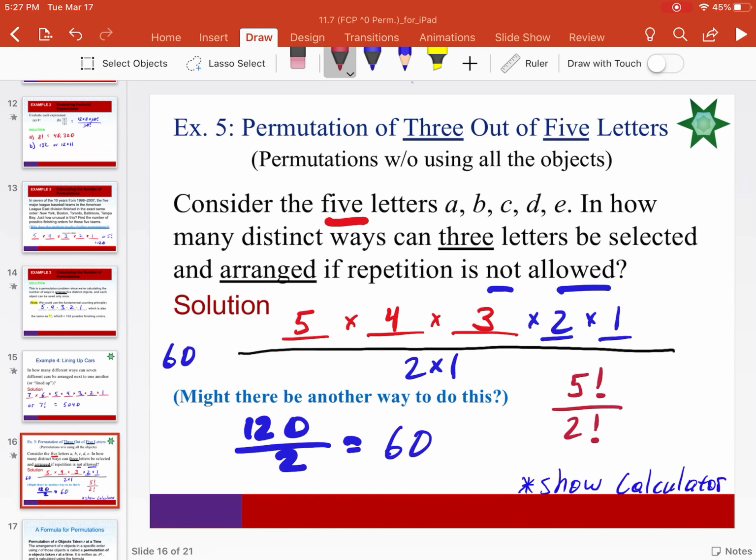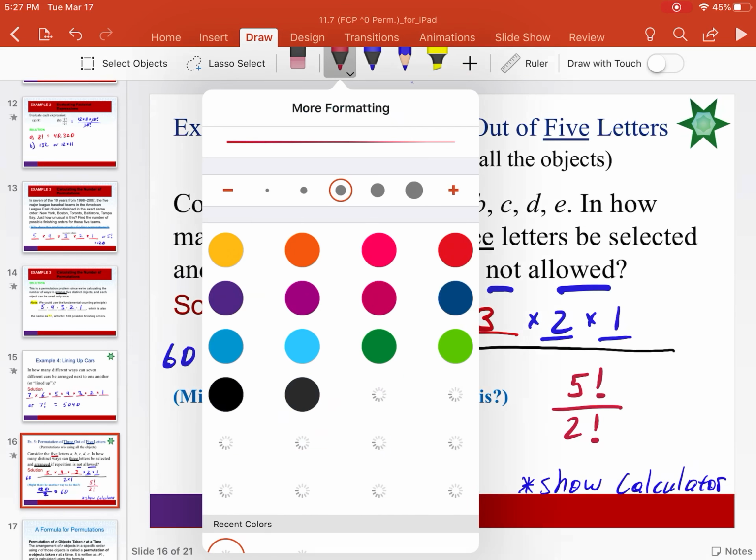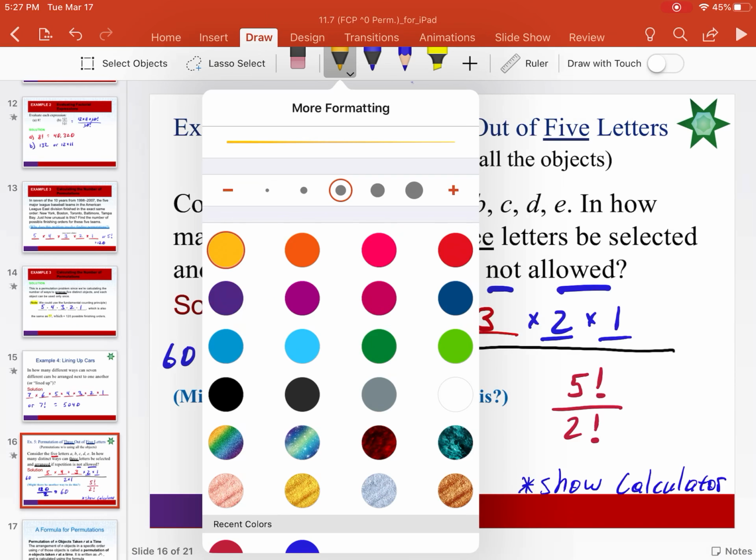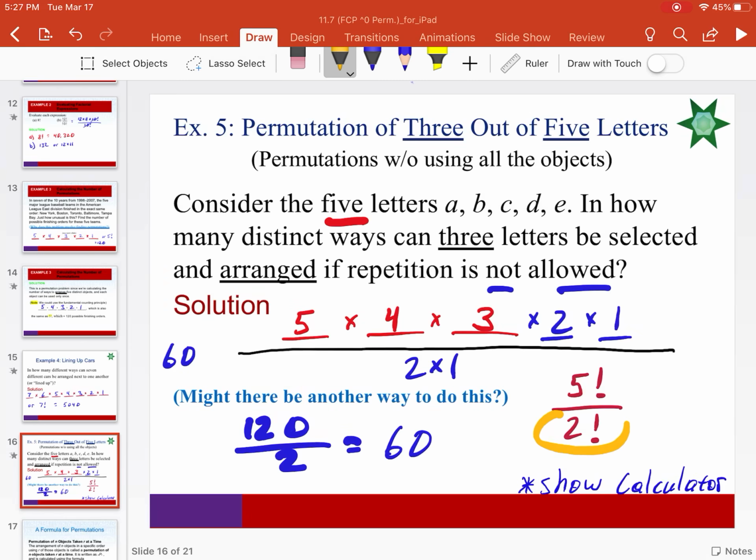2 factorial. So I could actually use factorials on this problem. The only thing is, we've got to think about what exactly, or where, did this come from? Is there anything special about this 2 factorial? Is it going to be 2 factorial every problem? Well, no, of course not.